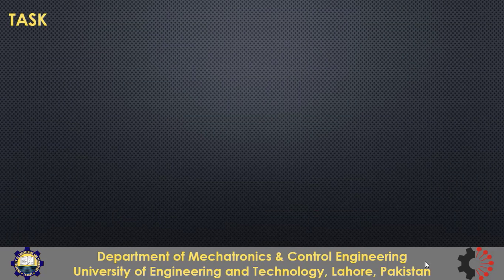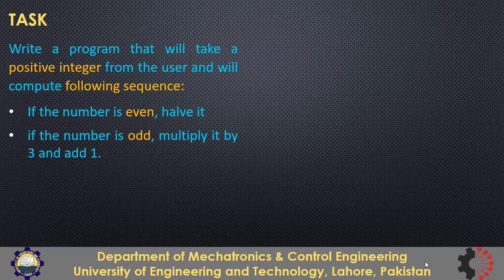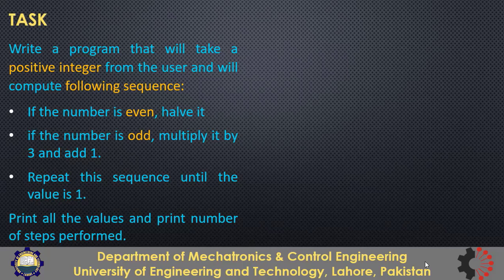Now let's discuss a task. You have to write a program that will take a positive integer from the user, assuming that it will be a positive integer, and then you have to display the following sequence. If the number is even, halve it, and if the number is odd, you have to multiply it by 3 and add 1. Now in any case, whatever answer you get, you have to repeat that process on that answer. So your program should keep on generating new numbers with this process until you get a value 1. You have to print all values and the number of steps until you get the 1.